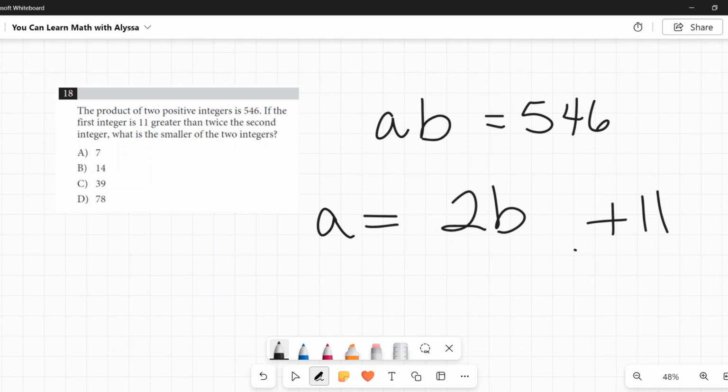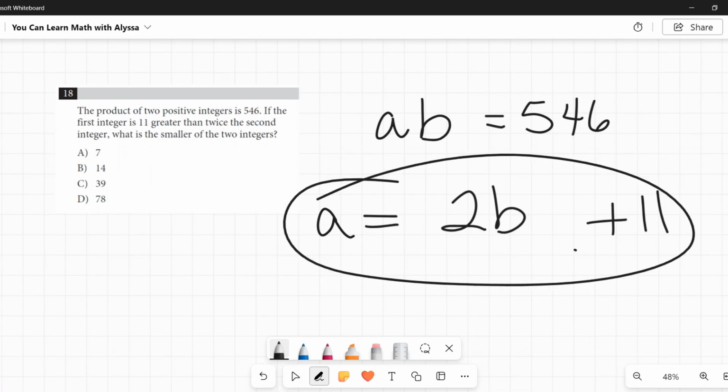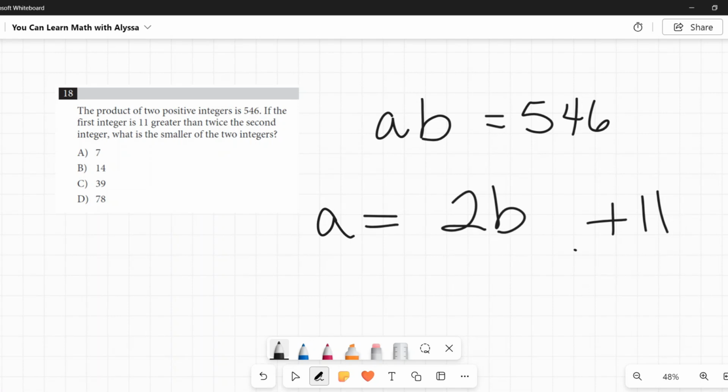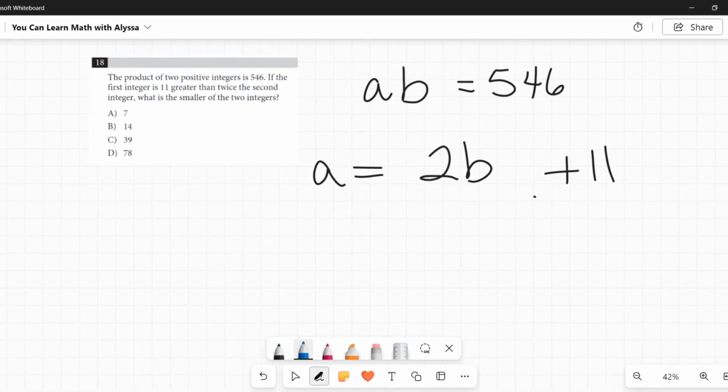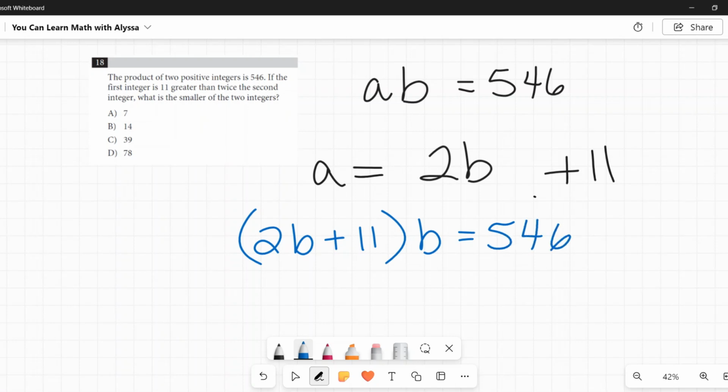Well, now I have a system of equations. A times B equals 546 and A equals 2B plus 11. Now I can use substitution to try to solve this. I'm using substitution because I already have A is equal to this. So if A is equal to 2B plus 11, I can plug 2B plus 11 up here in for A. So I have 2B plus 11 times B equals 546. And then I'm going to distribute this. B times 2B is 2B squared. B times 11 is 11B.